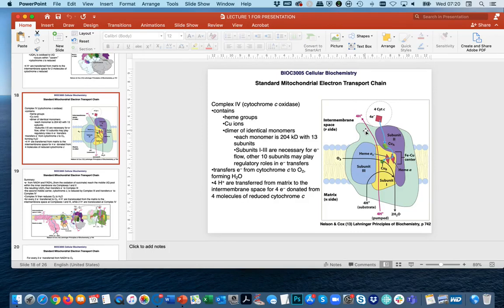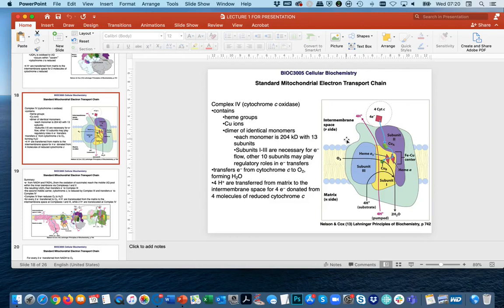Again, each of the monomers of complex 4, which functions as a dimer, is about 200 kilodaltons, with lots of different subunits. We know what subunits 1 through 3 are and what their functions are, so they're necessary for electron flow, but for the other 10 subunits, what they're actually doing is not really clear. Potentially, they're involved in regulatory roles for electron transfers.